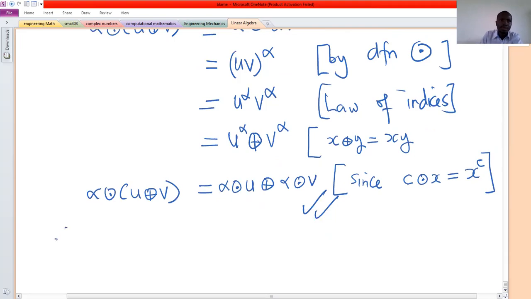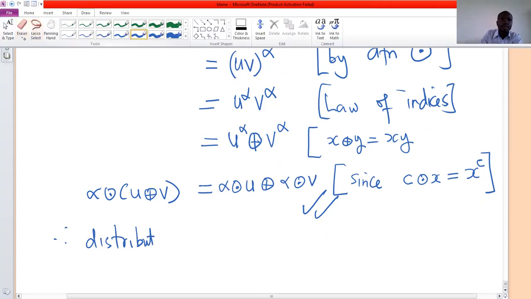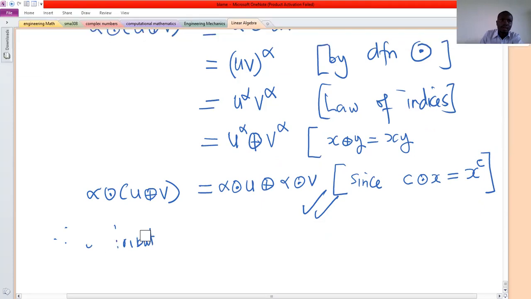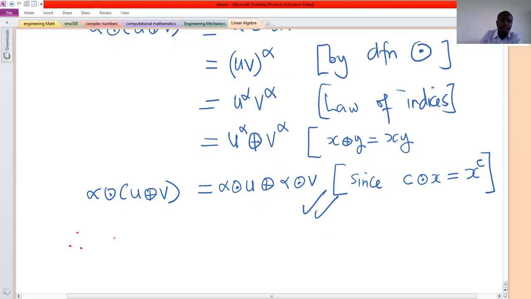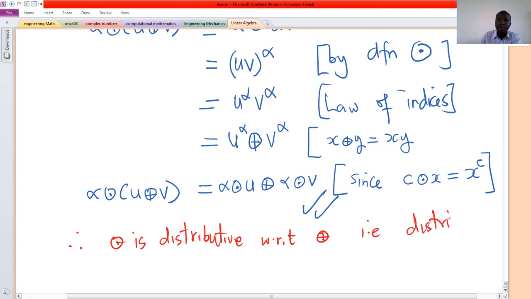So therefore, distributivity, you can just say, therefore, this multiplication is distributive with respect to this addition, i.e., the distributivity property holds.